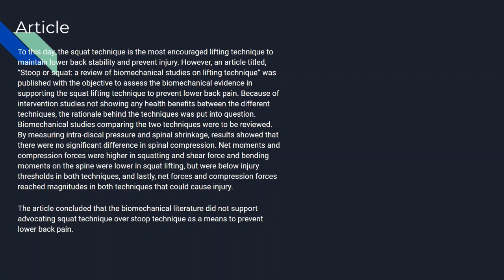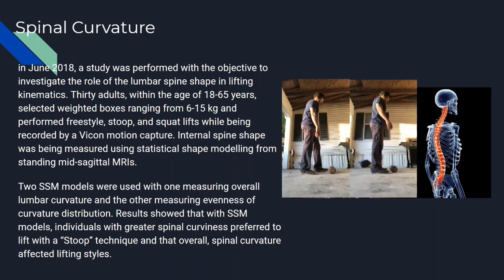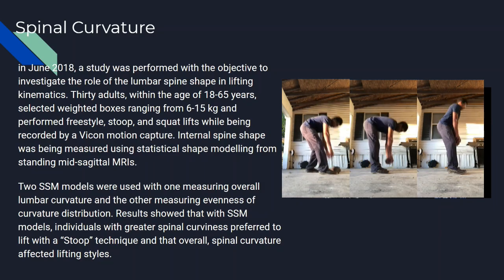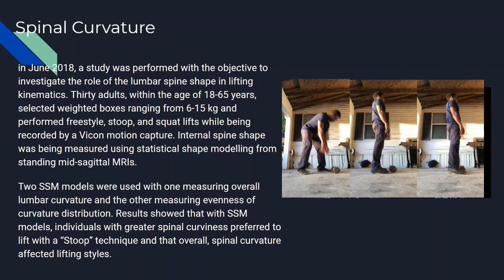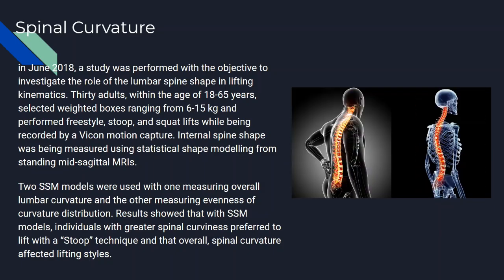In June 2018, a study was performed with the objective to investigate the role of the lumbar spine shape in lifting kinematics. 30 adults within the age of 18 to 65 years old selected weighted boxes ranging from 6 to 15 kilograms and performed freestyle, stoop, and squat lifts while being recorded by Vicon motion capture. Internal spine shape was being measured using statistical shape modeling from standing mid-sagittal MRIs.